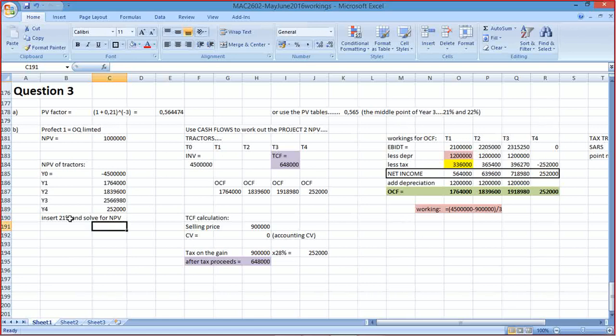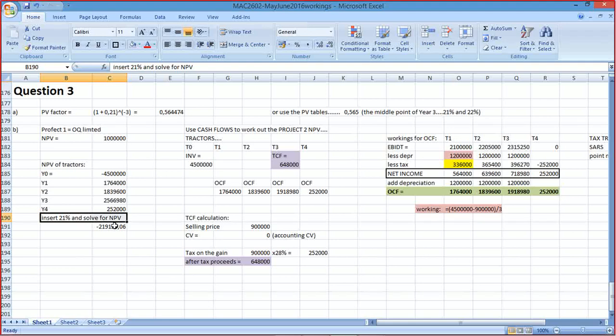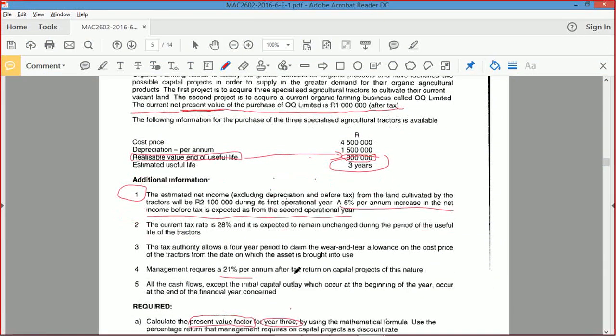Okay, let's check what NPV is. On my calculator, solve for NPV. I get negative 219,124.0591. Did you get the same thing? Yes, sir. Management requires a 21% per annum after-tax return. 21% is what we inserted, and we used that. Yeah, that's what we get, negative.